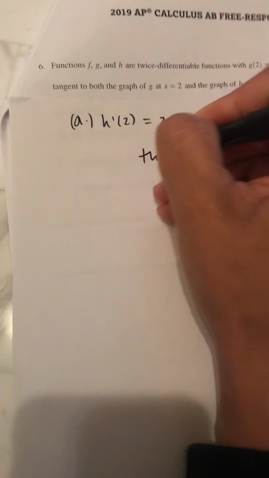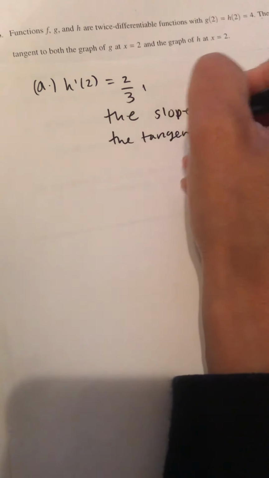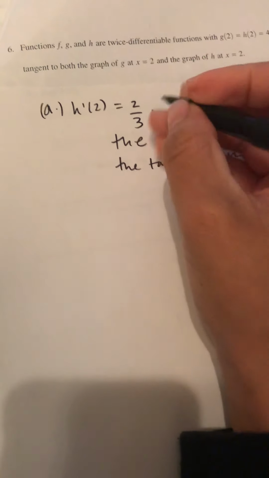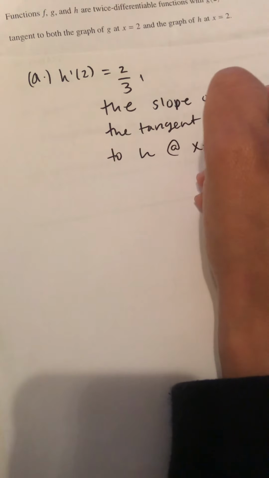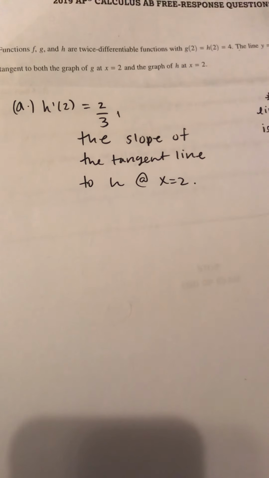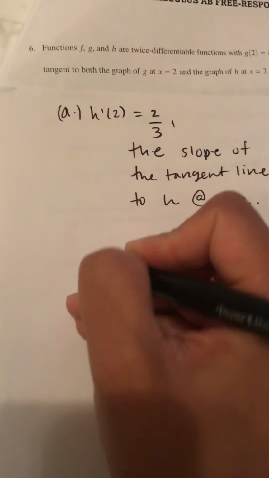which is the slope of the tangent line to h at x equals 2. So it goes back to the fact that what was given here is the tangent line to both g and h at 2, then the slope is literally that. So let's move on to part B.